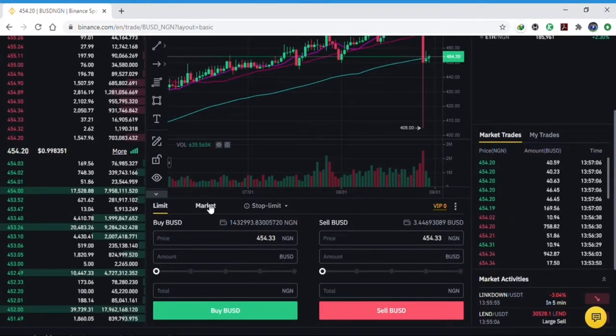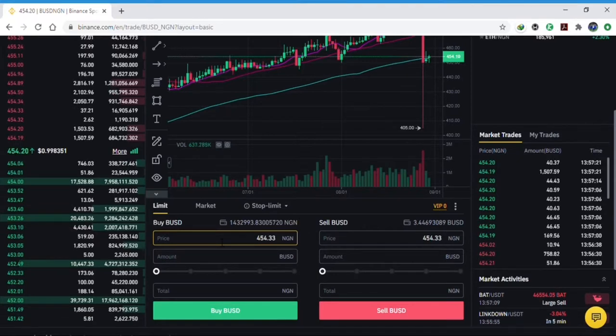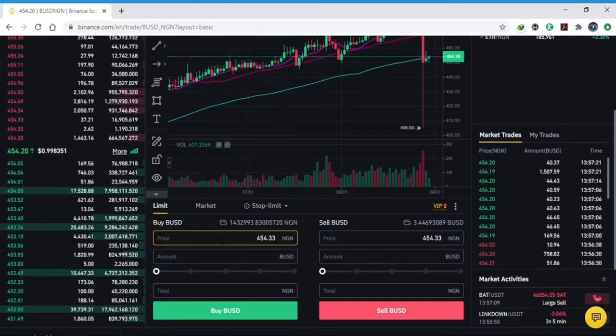This is the limit order, the market order, and then stop limit. There's so many other things, but when dwelling on limit and market orders, I'm using the limit order because that's the most cost efficient order. Limit order, I'm going to buy BUSD at 450. Oh no, it's not going to show on the order book, but let me use 453 basically and show you how simple it is.